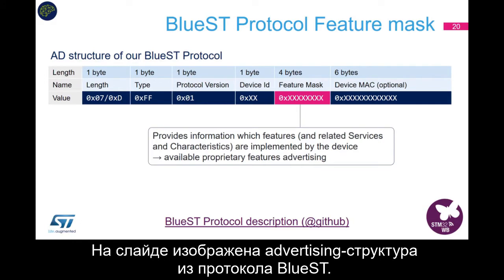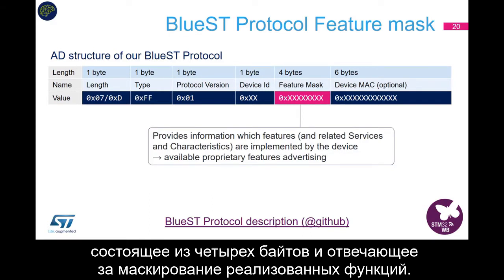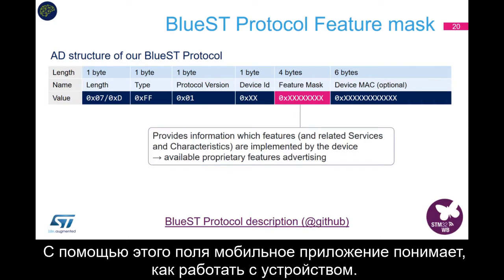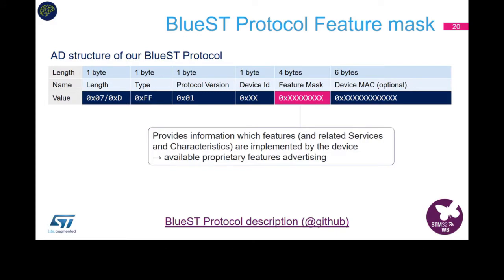So we now need to go and have a look at our advertising structure. So this is one of the AD structures of our BlueST protocol that makes up part of the advertising structure, and we're interested in these 4 bytes that make up the feature mask. So these are the features of our ST protocol that we're going to transmit up to our mobile phone so that our phone app can understand it. Again, all of these are detailed in the BlueST protocol, which is available on GitHub.